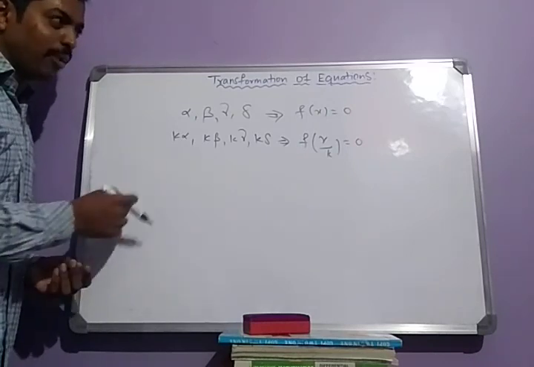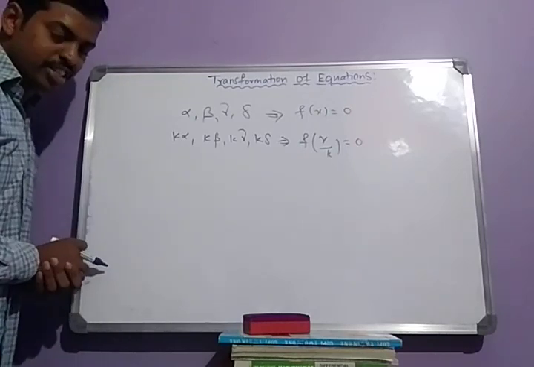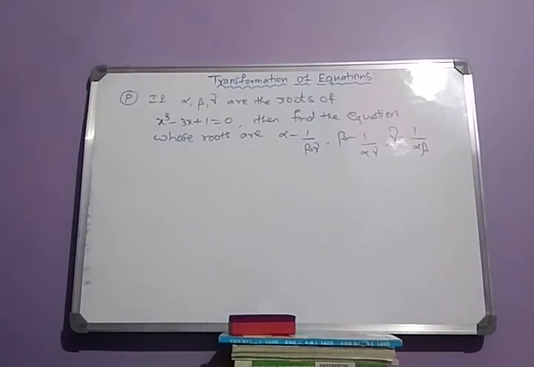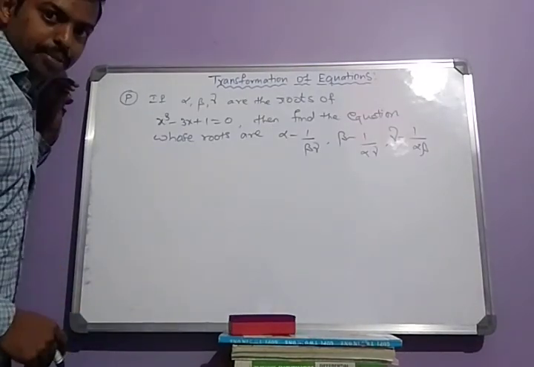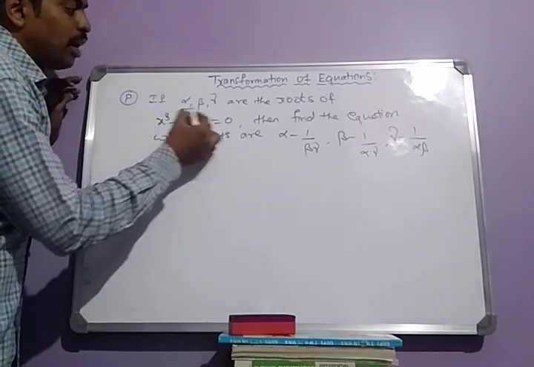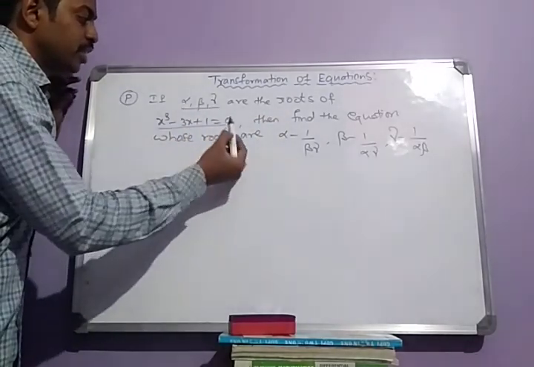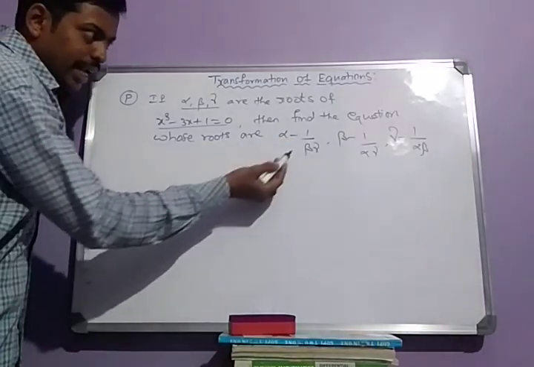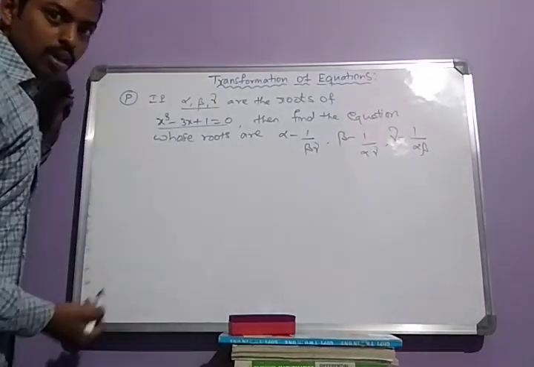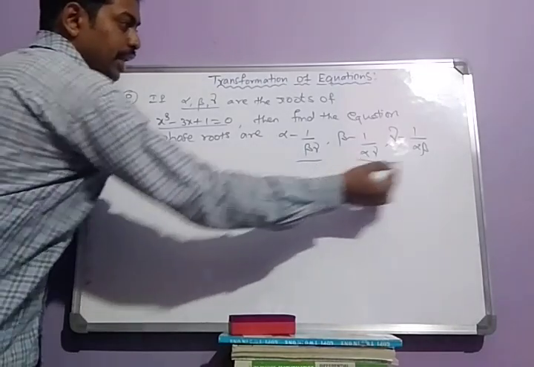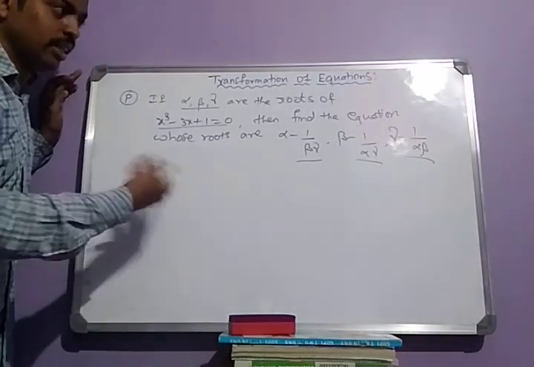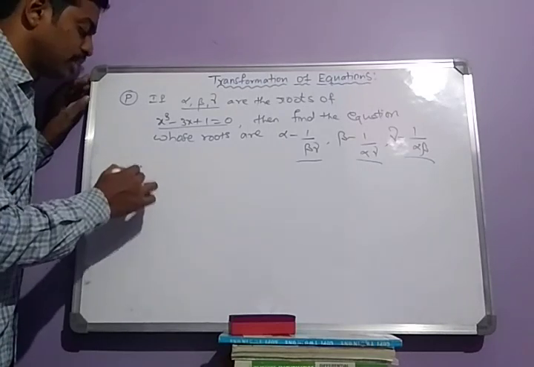Now let us see the application of this transformation of equations by taking one example. Now look at this question. If alpha, beta, gamma are the roots of a cubic equation, then they told us to find the equation whose roots are transformed like this. Are you observing that all 3 look alike? Yes. Now let us see the process. So we will stick with the process.